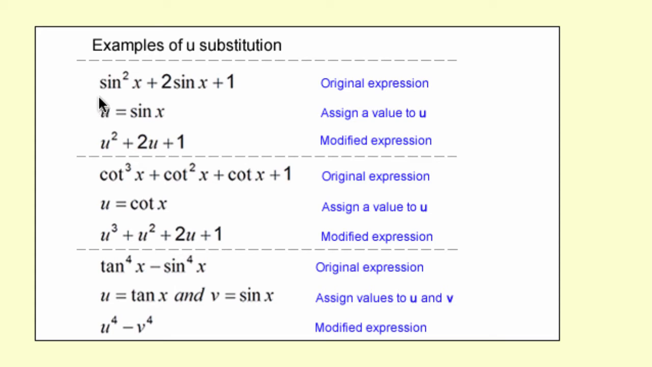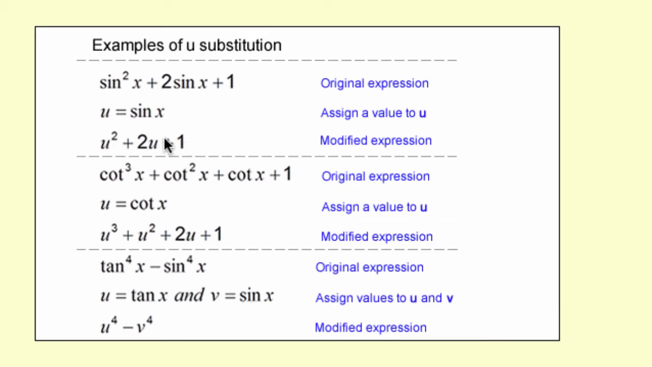Let's say you wanted to factor sine squared x plus 2 sine x plus 1. Well, it's kind of hard to visualize what the factoring pattern might be here. So what you can do is make u equal sine x and then substitute in for sine x each time you get a u. So instead of sine squared x, you have u squared. Instead of 2 sine x, you have 2u, and then plus 1.